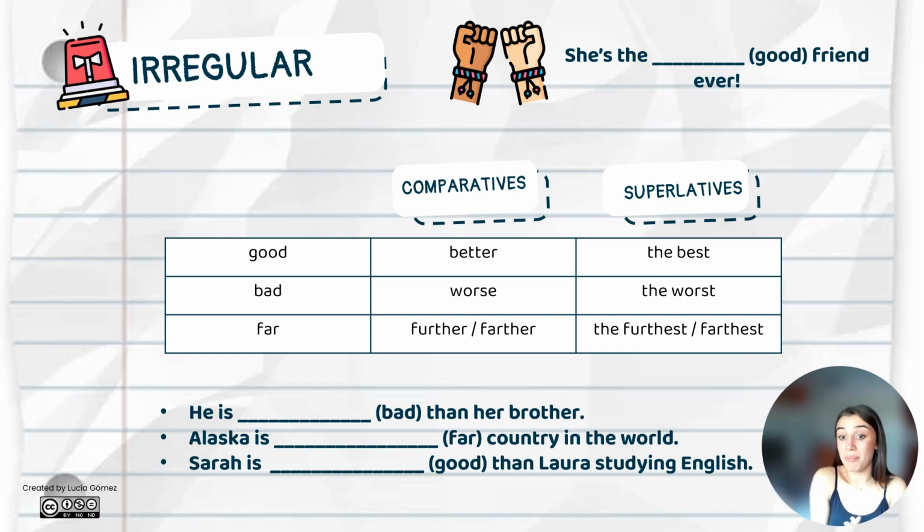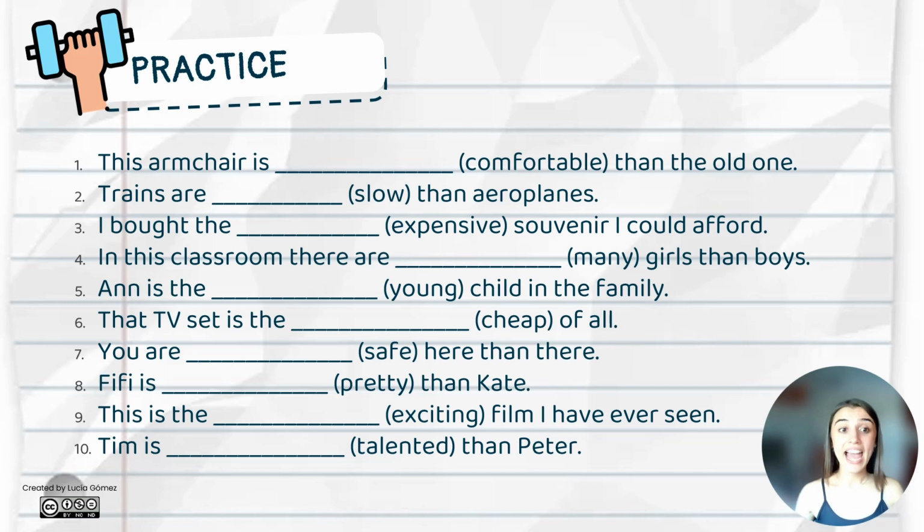De cara al examen, recordad que las palabras que os van a aparecer entre paréntesis van a ser las primeras y tendréis que recordar que esas palabras pues se hacen con un comparativo o un superlativo que es irregular. If this is clear, let's practice a little bit. My advice is to stop the video, try to complete all these gaps, and then we do it together.